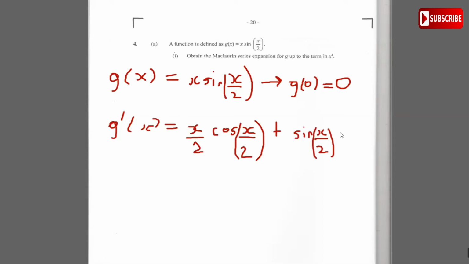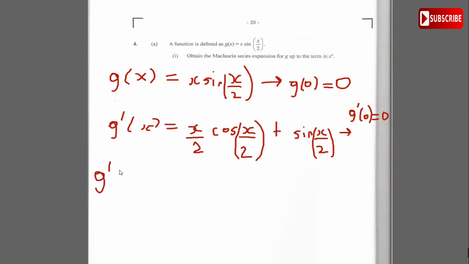If this is g prime of x, then that is telling us that g prime of 0 is equal to, when x is equal to 0, well, if x is equal to 0, we still get 0. No matter what, g prime of 0 is 0, sine of 0 is 0. All right, so let's keep working because we're getting 0 so far.